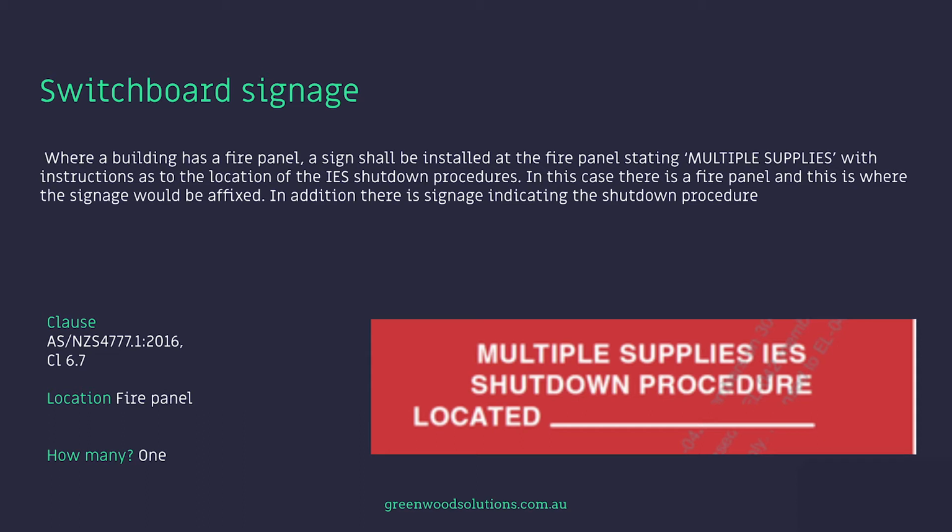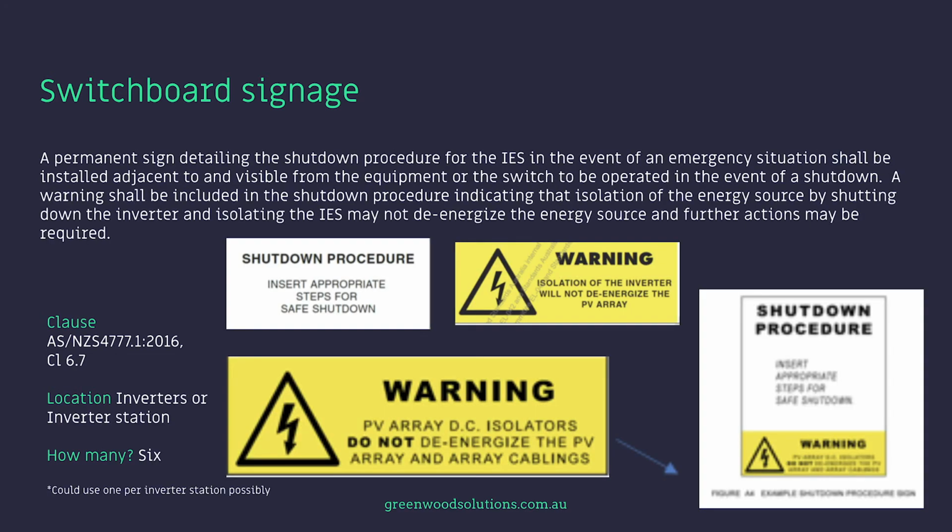The location is a fire panel, because in this case we do have a fire panel, and how many? We put 1 in. In this case, we have multiple signs, or we can consolidate them into one sign. And the standard is 4777.1, clause 6.7. Inverters or inverter station, we have 6 inverters, so we'll need 6 of these signs. Now, it is a grey area, and you could use 1 per inverter station, possibly. It just depends on your inspector.